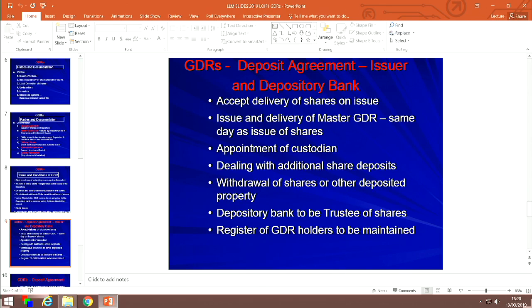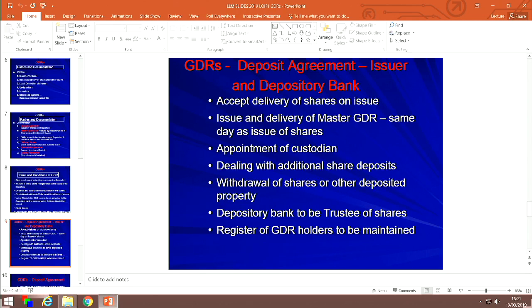Importantly, the depository bank is a trustee, always is. Now, that means that if you're doing an Egyptian issue, you can't have the trustee sitting in Egypt. You need to have the trustee offshore in a jurisdiction where trustees are recognized. So you would use a depository bank in a jurisdiction which recognizes a trust, because then the shares are perfectly safe, because the holder is now a trustee holding the shares for the benefit of the GDR holders. But the title, remember, is with the custodian bank.